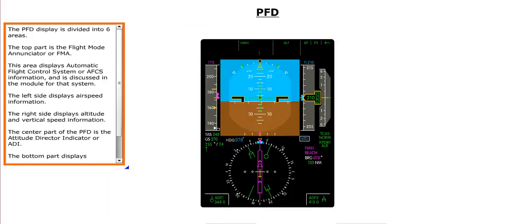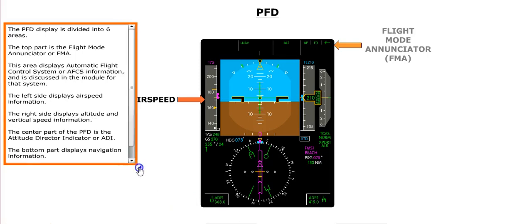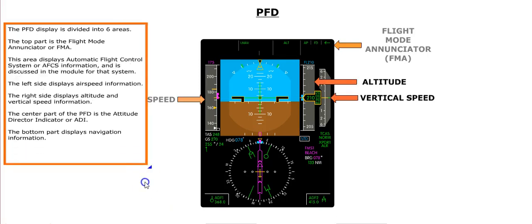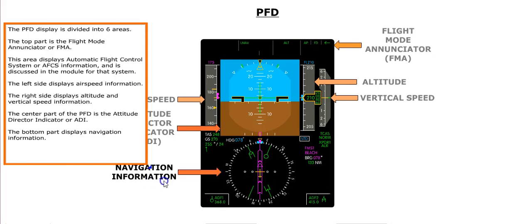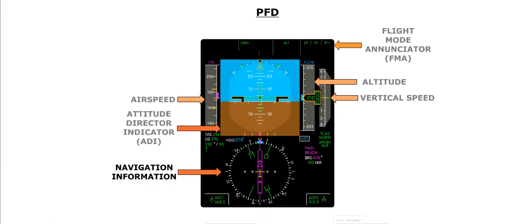The PFD display is divided into 6 areas. The top part is the Flight Mode Annunciator or FMA. This area displays Automatic Flight Control System or AFCS information, and is discussed in the module for that system. The left side displays airspeed information. The right side displays altitude and vertical speed information. The center part of the PFD is the Attitude Director Indicator or ADI. The bottom part displays navigation information.